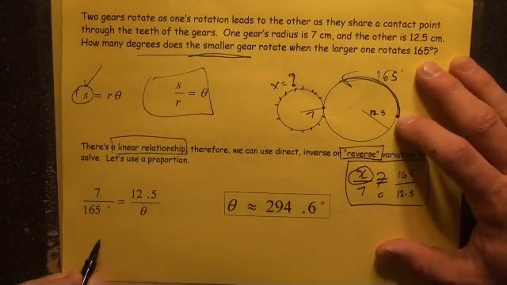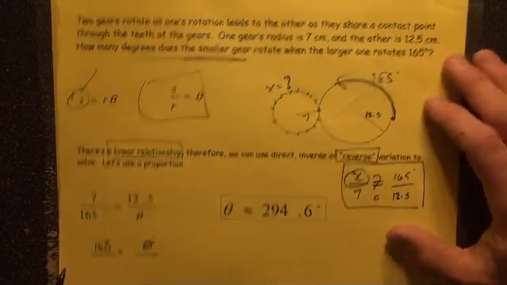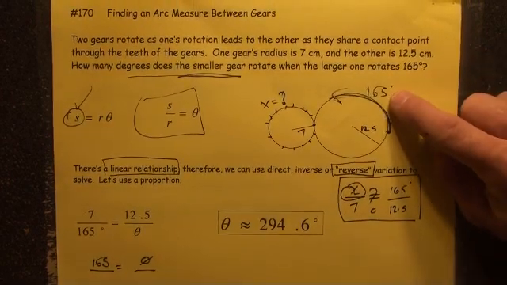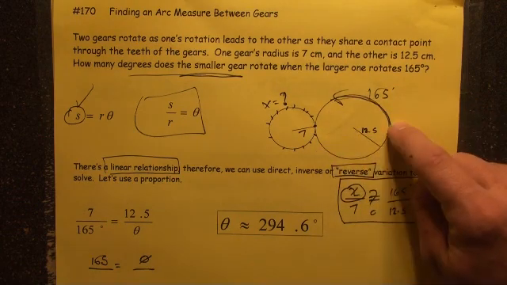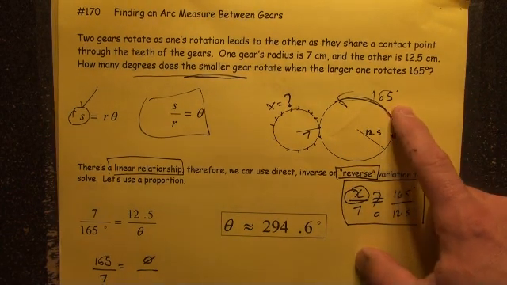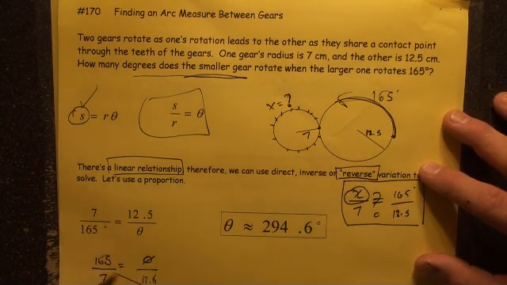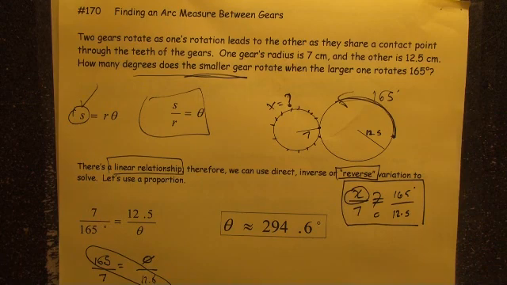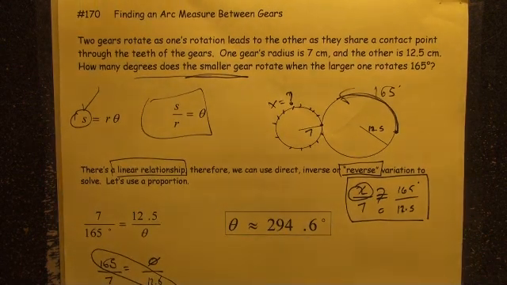You could have just started with the 165 and put down theta. 165 over which one? Well, again, this is going to be a smaller degree for a larger gear. So you're going to hook that number up with the smaller amount. And then you're going to put the 12.5. No matter how you slice it, you're going to take 165 times 12.5 and then divide by 7. Bam! 294.6 degrees. Alright?